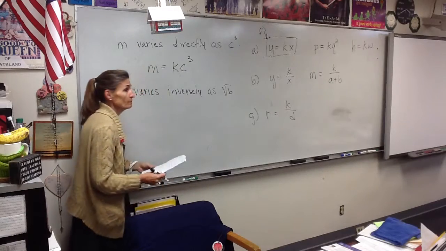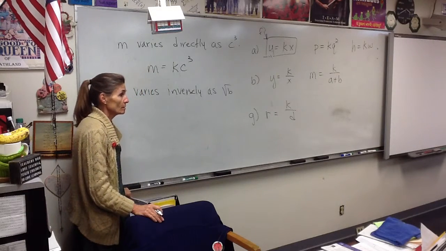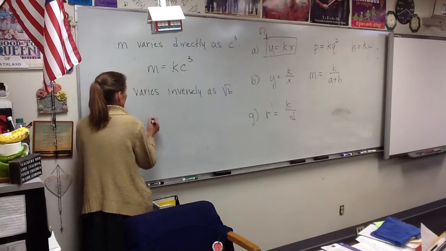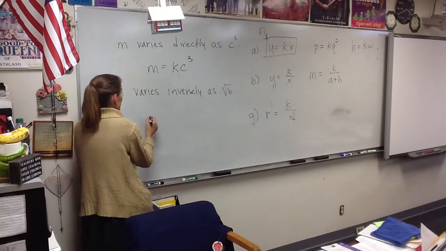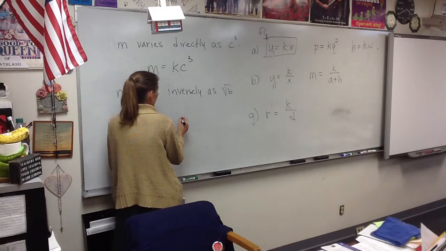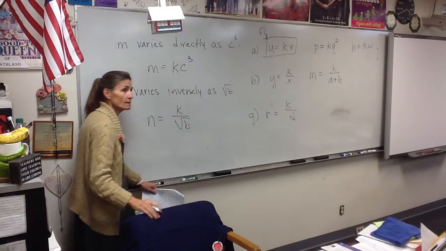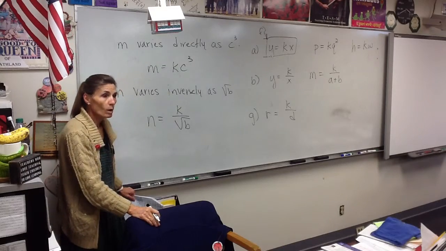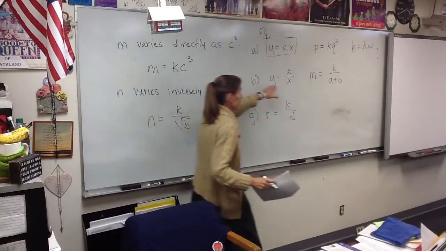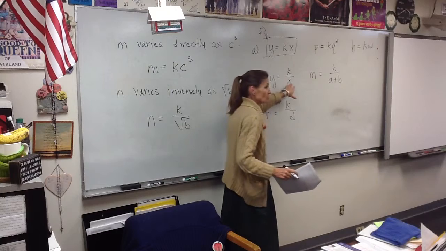Anybody got this one? Savannah, is your hand up? Y equals. Well, not Y. Or M equals K over the square root of B. What do you think, class? Is she correct? Yep. Y varies inversely as X, and the square root of B.